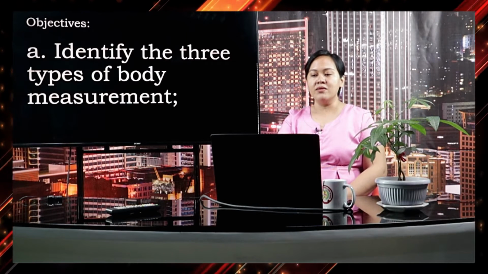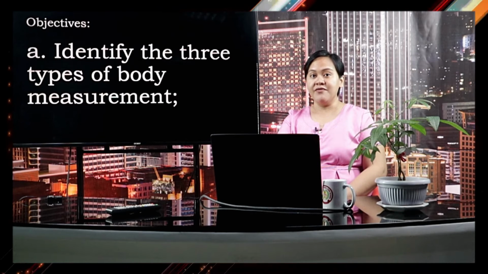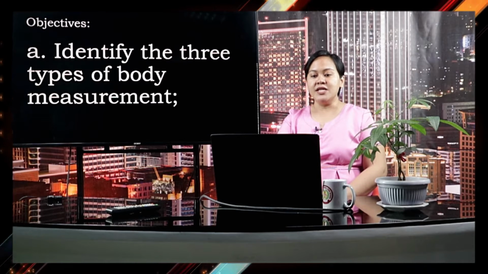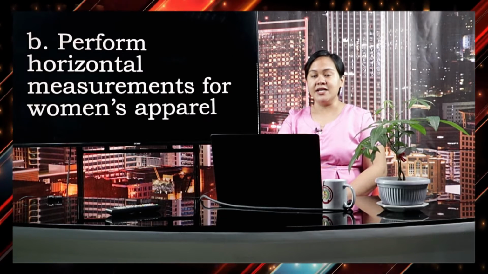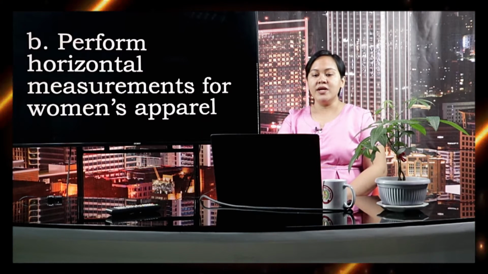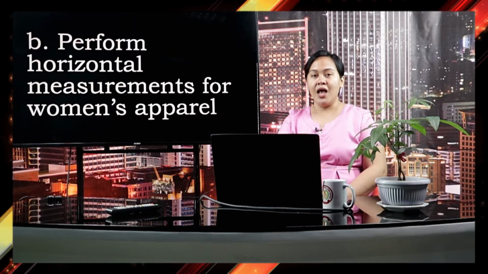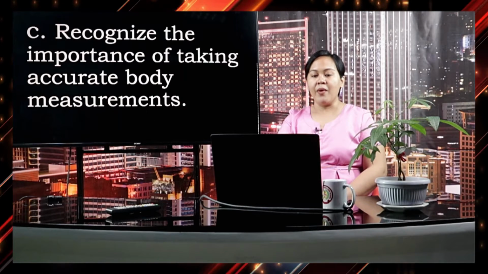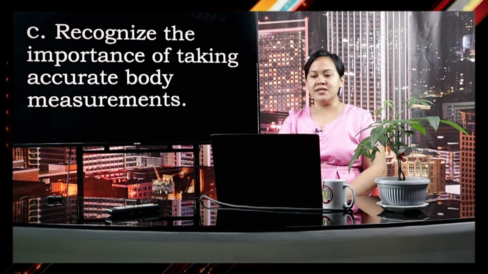Here are our objectives for today's lesson. First objective, identify the 3 types of body measurement. Second objective, perform horizontal measurements for women's apparel. Third objective, recognize the importance of taking accurate body measurements.